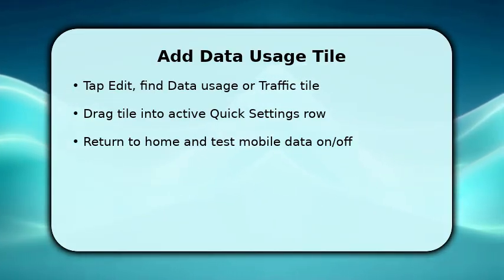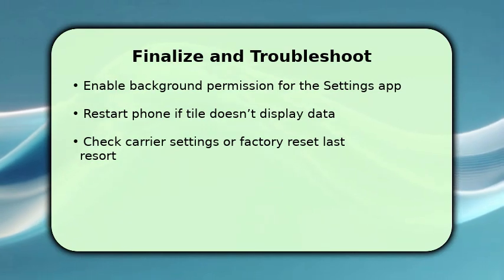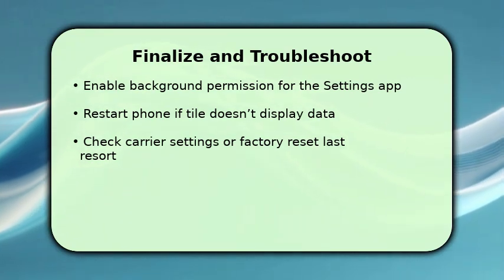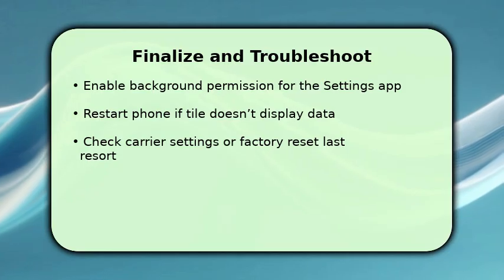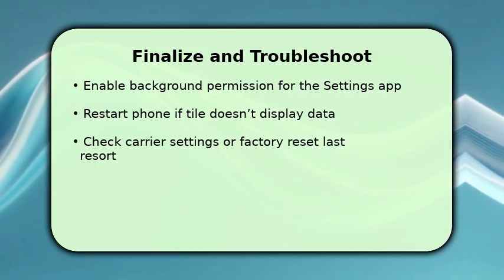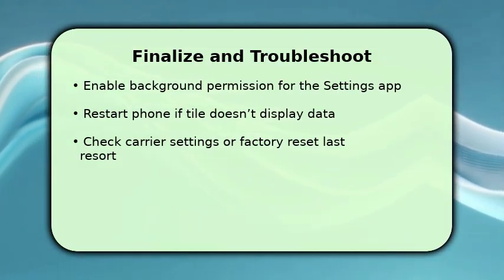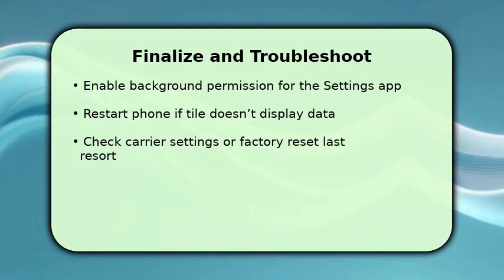Finish by granting any background permission that the settings or network app requests so usage updates continuously. If the tile appears but shows no values, restart your phone to force the service to refresh. Make sure mobile data is active and the carrier profile allows reporting. Otherwise, the indicator won't populate.